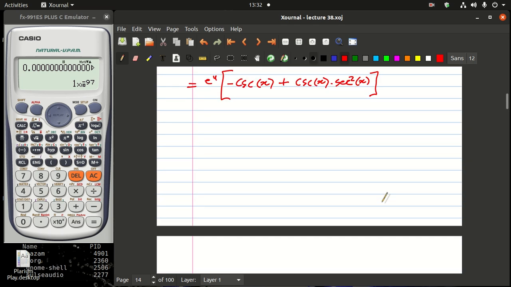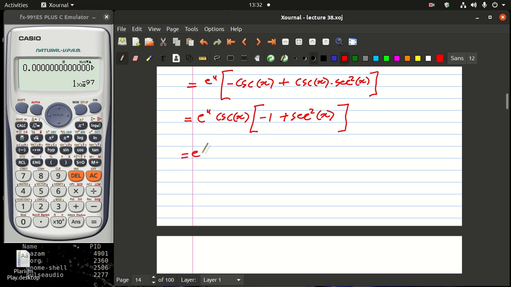Now what is important here is that we can continue to simplify and factor out cosec, and then I end up having 1 minus this thing. So what I'm going to do here, I'm going to factor out this one here. So I'm still going to have e to the power u, and then I have cosec of x, and then inside I have minus 1, and then here this one is gone. I will have plus sec squared x.